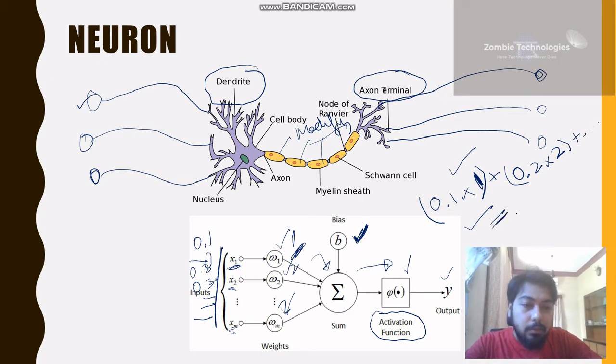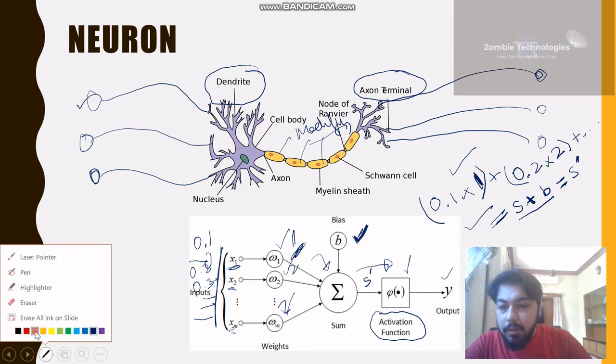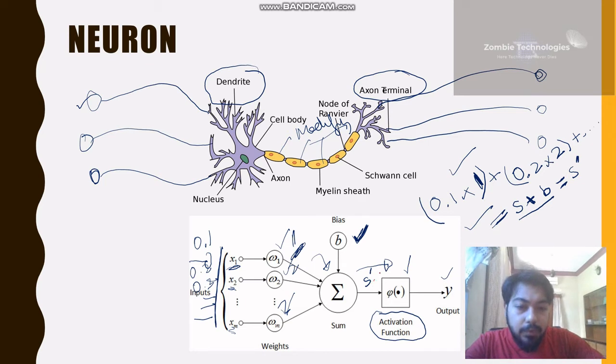This gives a certain sum, let's say S, and then we add a bias, which can be positive or negative. Simply, it is a floating point number that we add to the sum, and it could be positive as well as negative. So we are adding it to the sum to create a new sum S dash, and then we pass this S dash to an activation function.